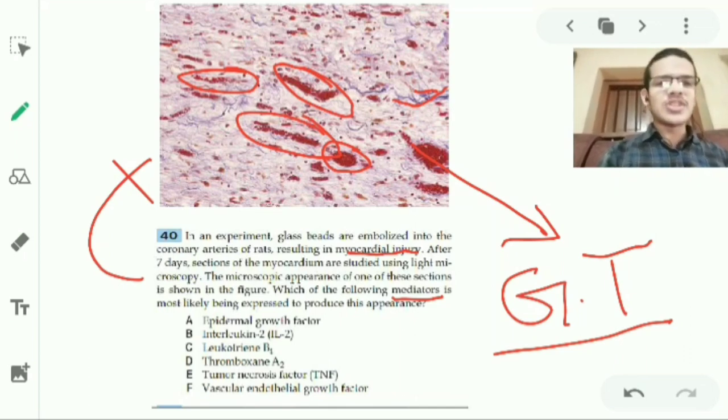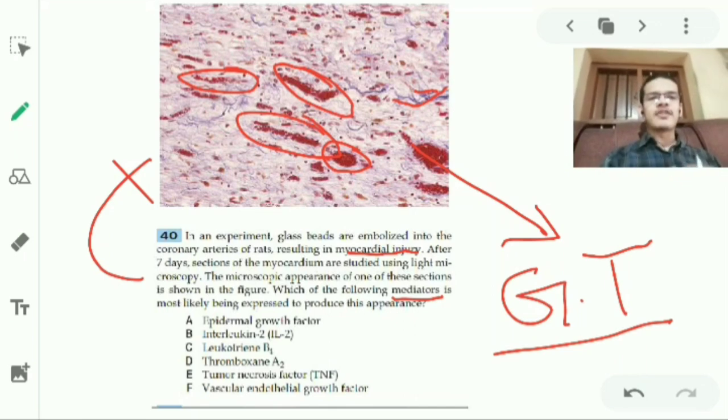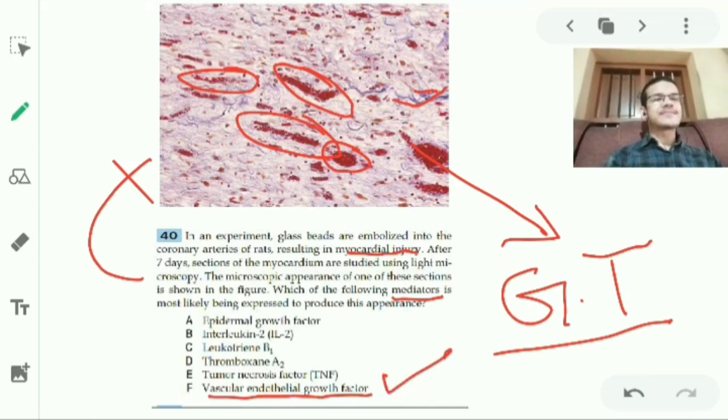And what helps in angiogenesis? The first step of angiogenesis, if you remember, is vasodilation. For vasodilation, you need a vasodilator. NO, nitric oxide, acts as a vasodilator. What increases the production of NO? That is vascular endothelial growth factor. So that should be the answer.